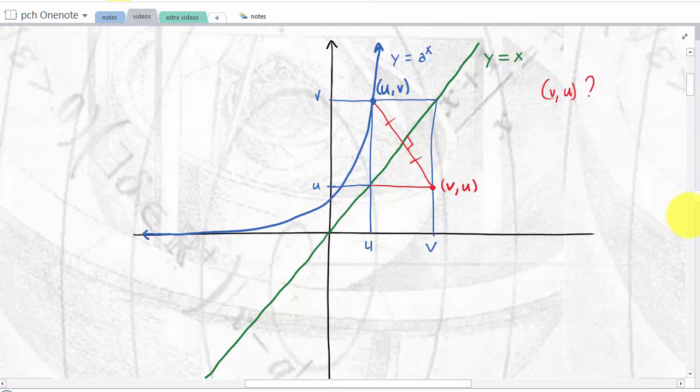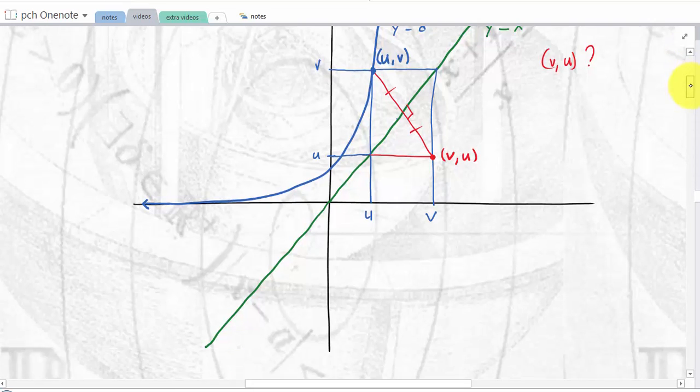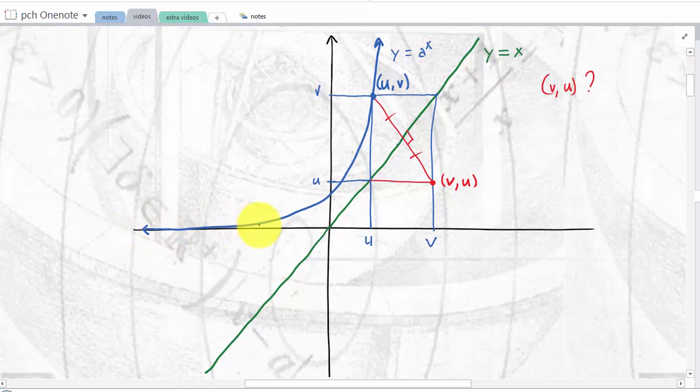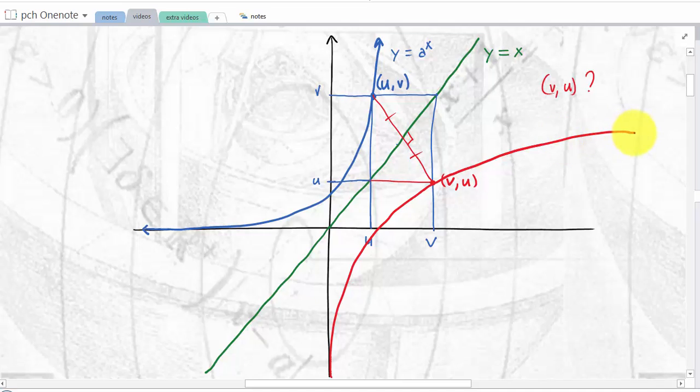So if the x-axis is the horizontal asymptote of y equals a to the x, then the y-axis will be the vertical asymptote of the log base a of x. And here's the log base a. Now, you remember that the exponential graph is one of the fastest increasing functions. Therefore, the log graph is going to be one of the slowest increasing functions. But it always increases. You do not have a horizontal asymptote here. It always increases, very, very slowly.